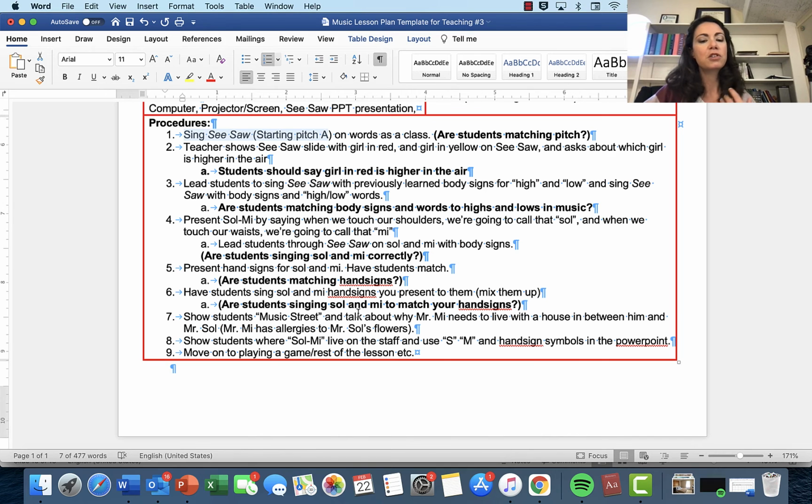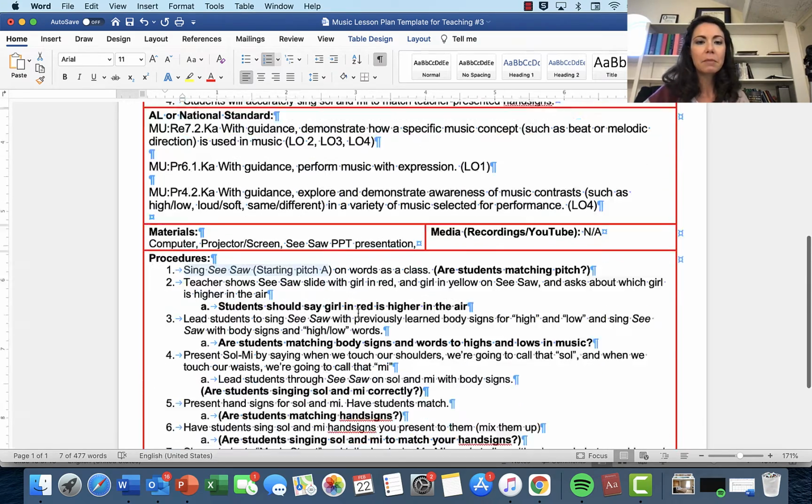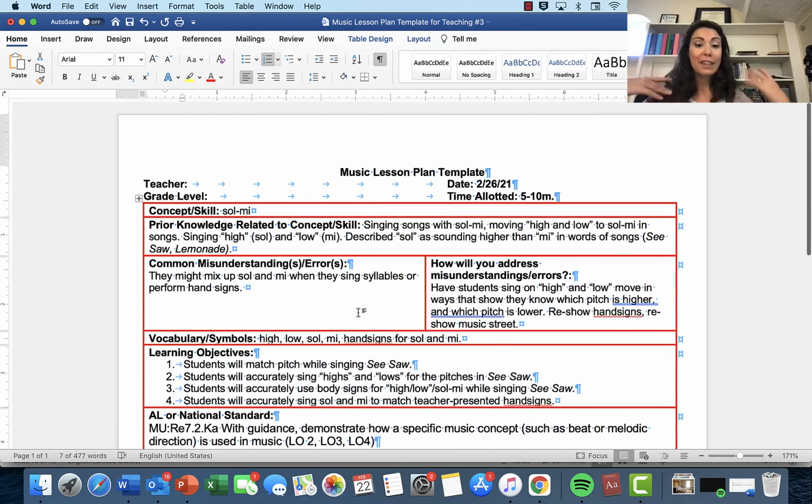And then we would move on to playing a game or doing something else, whatever is in the rest of the lesson. This should be a 5 to 10 minute portion. So that's filling out the lesson plan. There you go.